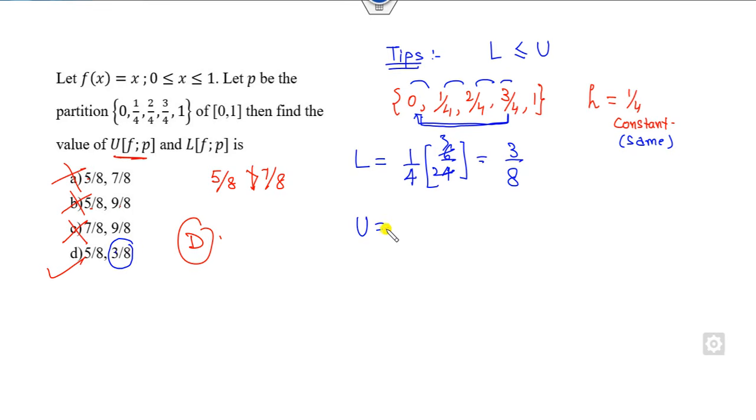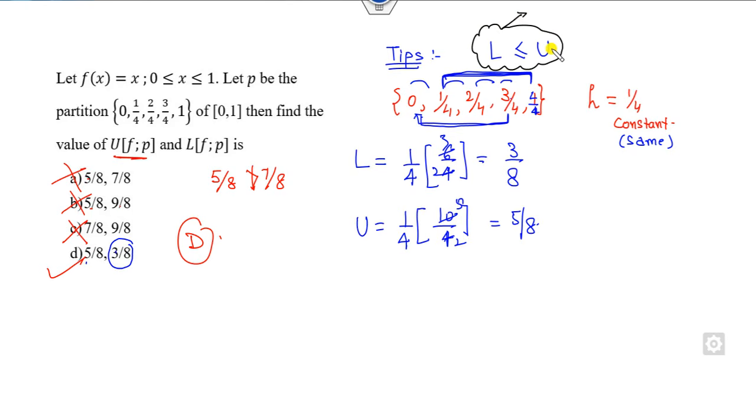How can you find the upper sum? 1/4 is constant outside, and I can take the upper values, the sum of the upper 4. So what is that? I can write this as 4/4, where 4 is the LCM, it's 10/4. So it's 5/2, so 5/8 again is the right answer. But there is no need to solve. We can simply think, because the lower sum is always less than the upper sum.